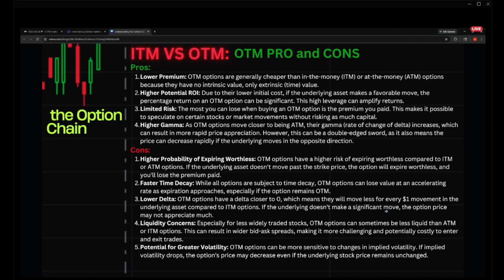All right. Faster time decay. Like I just said, with the Qs, I was up 160%, and then in 2 candles, I was down 19%. While all options are subject to time decay, out of the money options can lose value at an accelerated rate as expiration approaches, especially if the option remains out of the money. So if you tease going in the money and then drop away really quick, ooh, one of the worst.